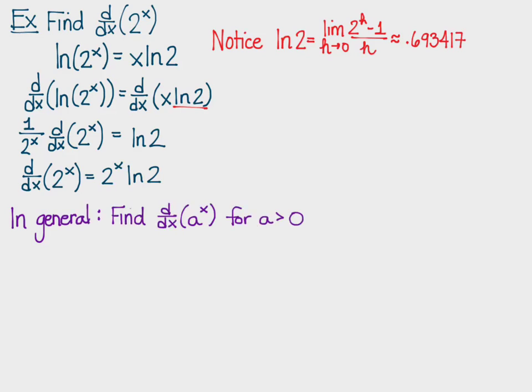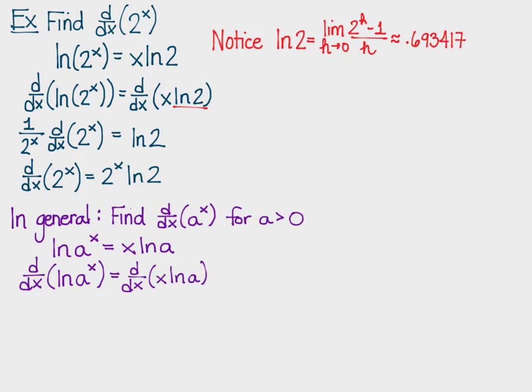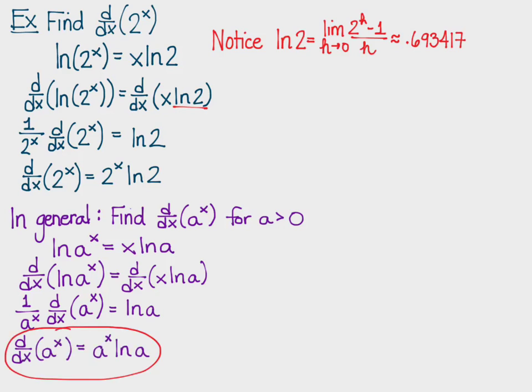In general, we can find the derivative for a to the x for a greater than 0 using the same exact technique. Everything is exactly the same as before, except instead of the number 2, we have the value a. At the end, we get d by dx of a to the x is equal to a to the x times ln of a.